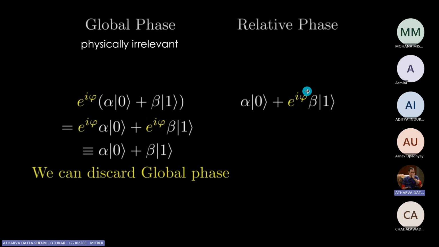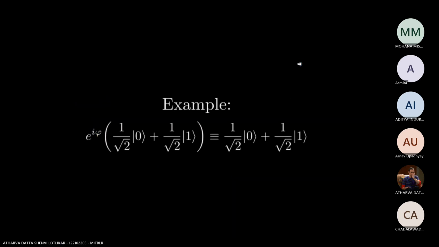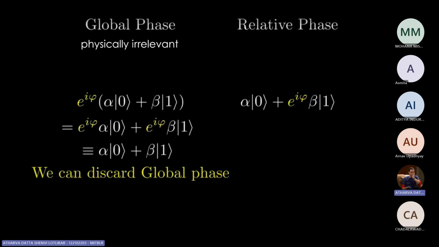But with the relative phase, you can clearly see that an actual phase change is happening, unlike the global phase. That's the whole reason why you dismiss the global phase and only stick to the relative phase. Another example: if you have the same qubit value and multiply it by another factor, it remains the same once you factor it out. The representation is unchanged. That's why we do not consider the global phase.